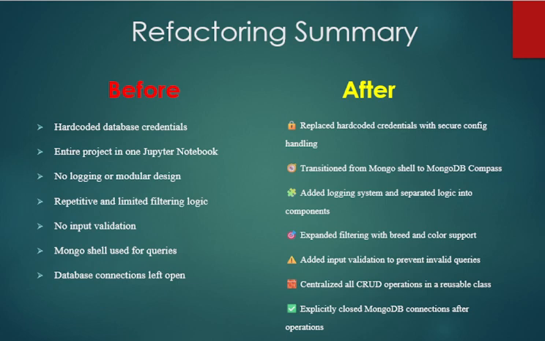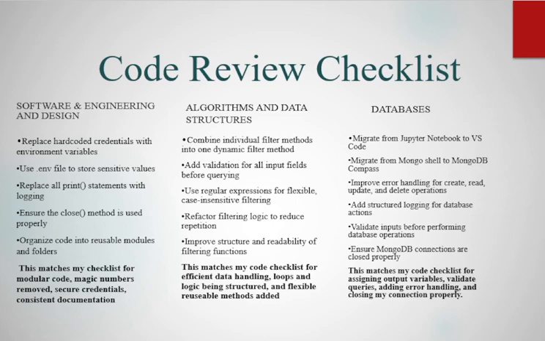So again, according to the code review checklist for my software engineering and design, I will be replacing hard-coded credentials with environment variables, using an environment file to store sensitive values, replacing all print statements with logging, ensuring the close method is used properly, and organizing code into reusable modules and folders. And this will match my checklist for modular code, magic numbers removed, secure credentials, and consistent documentation.